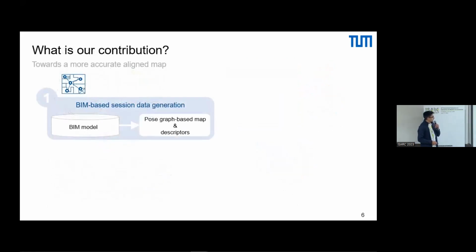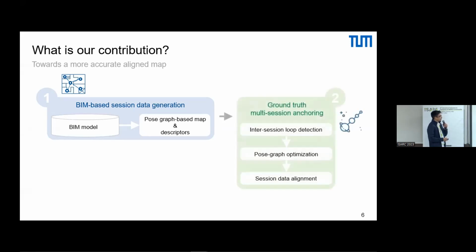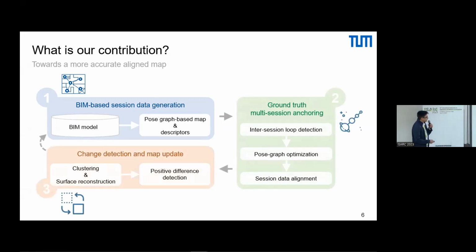So our contribution is divided in 3 main steps. First, the creation of session data from the BIM model. Second, the ground truth multi-session and coherent alignment, where actually the alignment happens. And third, the change detection and map update, where basically we try to analyze the aligned data.